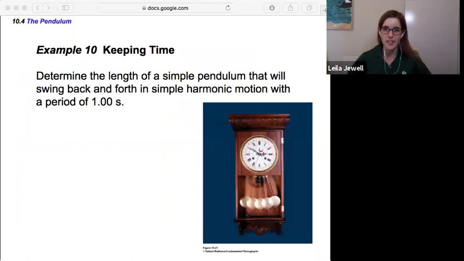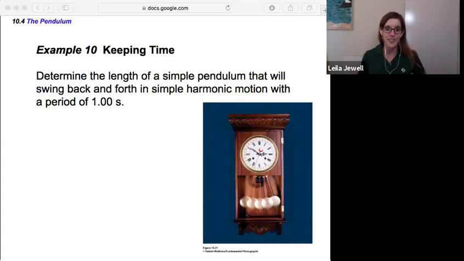Example 10, keeping time. Determine the length of a simple pendulum that will swing back and forth in simple harmonic motion with a period of 1.00 seconds. When do you think we might want a pendulum that has a period of exactly 1 second? That's our grandfather clock, right? The grandfather clock has the thing on the bottom that swings back and forth. That's a pendulum, and it helps the clock keep time.